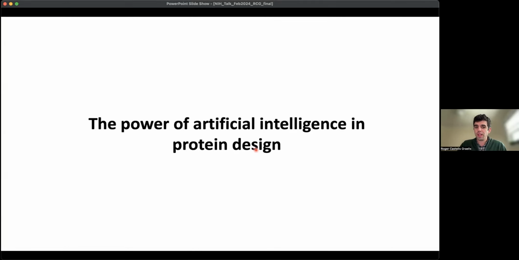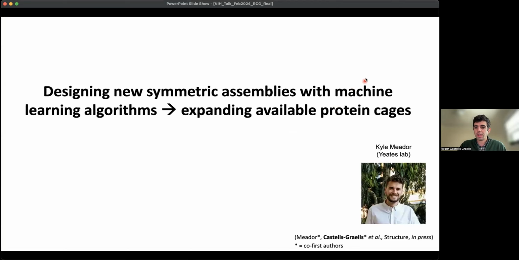So I would like to show you a little bit about the power of artificial intelligence in protein design. The idea of the following project was to design new symmetric assemblies with machine learning algorithms in order to expand the available protein cages. And the idea is that now you will have a large tool set of protein cages, so you will be able to select those that better fit the needs of your project or the questions that you're trying to answer. For example, to develop new imaging scaffolds with different properties. And we did this work together with Kyle Medor, who is a graduate student in the Yeates lab.